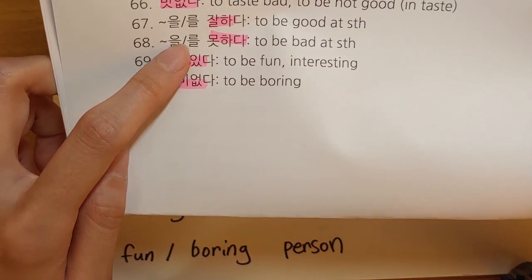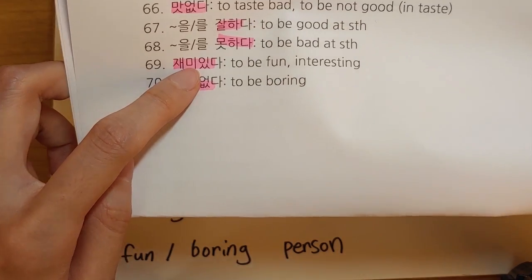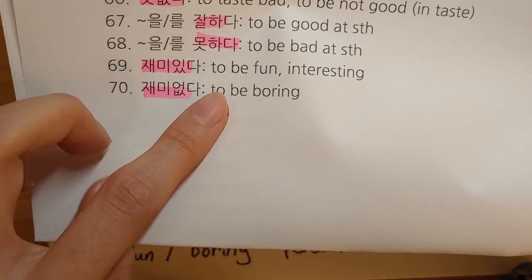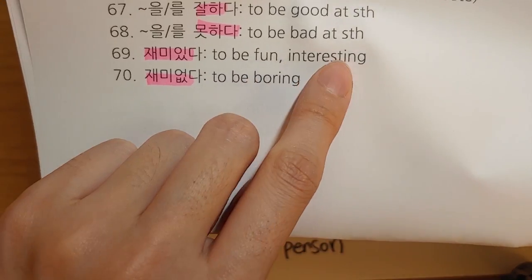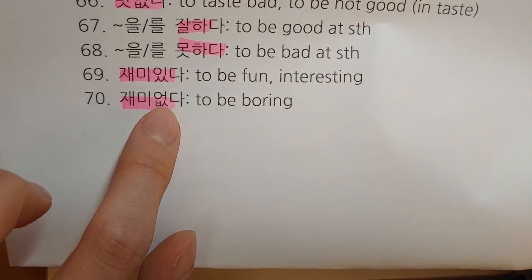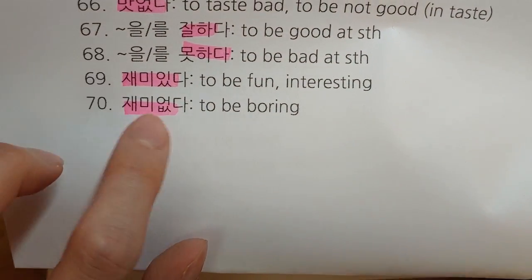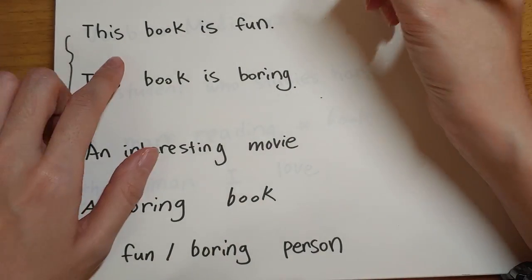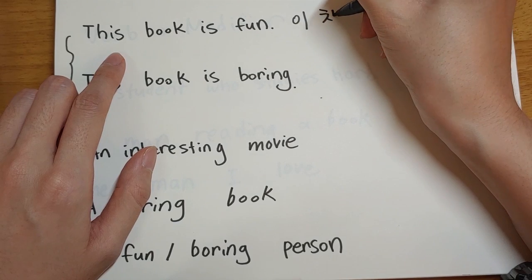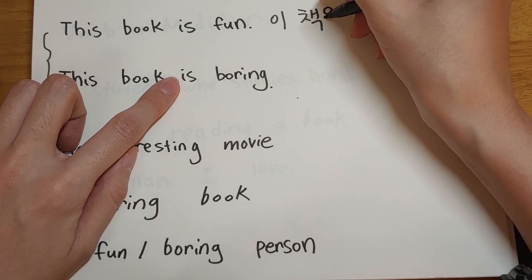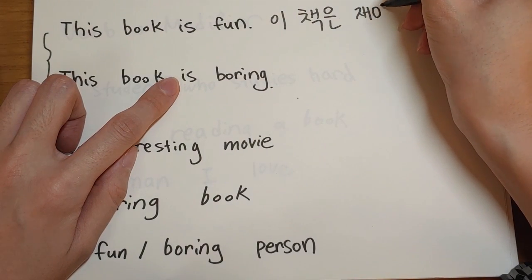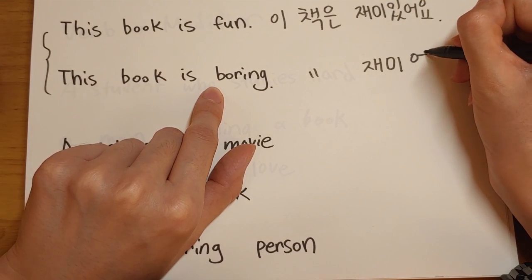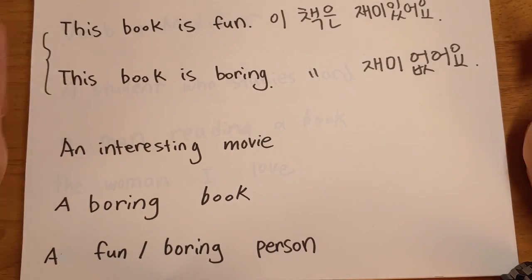재미있다. 재미 itself is a noun that means fun, and 재미있다 means to have fun, right? So it means something is fun or something is interesting, and 재미없다 means there isn't fun. So it means it's no fun, it's boring. And here as well, when you say this book is fun, you can say 이 책은 재미있어요. 이 책은 재미있어요. And for boring, you can say 재미없어요.